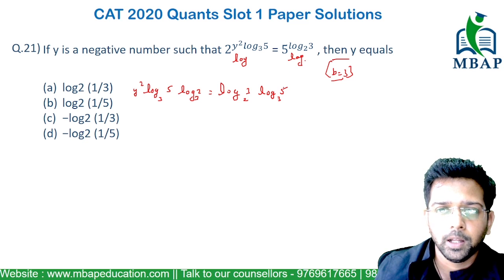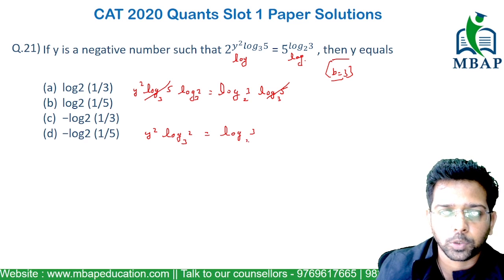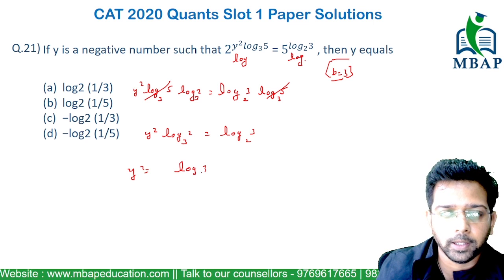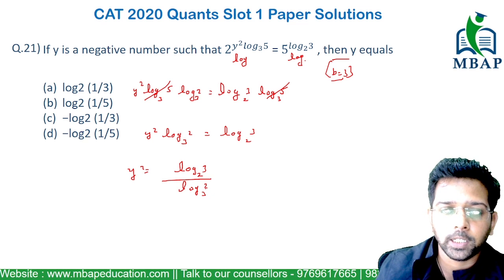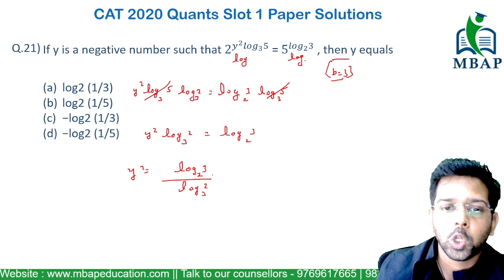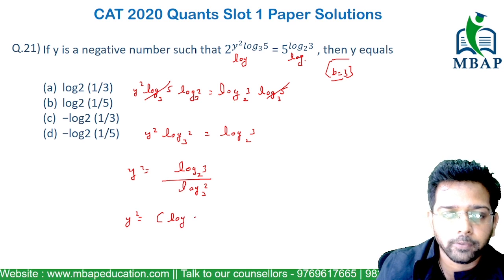If I do that, log 5 to the base 3 will get cancelled out and it's going to become y square log 2 to the base 3 equal to log 3 to the base 2. In this case, I can get the value of y square now. Y square will become log 3 to the base 2 divided by log 2 to the base 3. Obviously, if you take the reciprocal, 1 upon log 2 to the base 3 will become log 3 to the base 2. So finally, I can decipher that y square will become log of 3 to the base 2, the whole square.